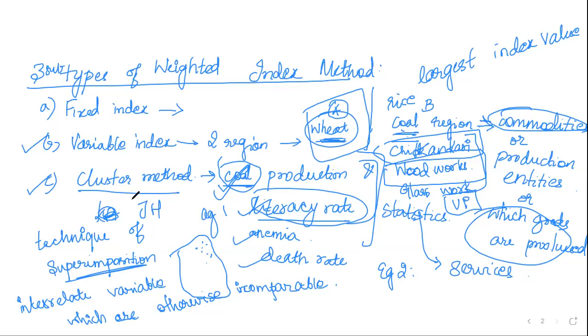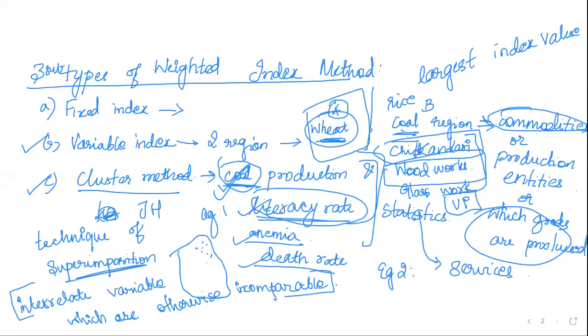Cluster is very simple. Cluster is basically taking different parameters. I'm taking coal, I'm taking literacy rate, anything which otherwise cannot be compared. That's what I've written here. Interrelate. If I have to interrelate variables which otherwise cannot be compared, I can compare them using the cluster method.